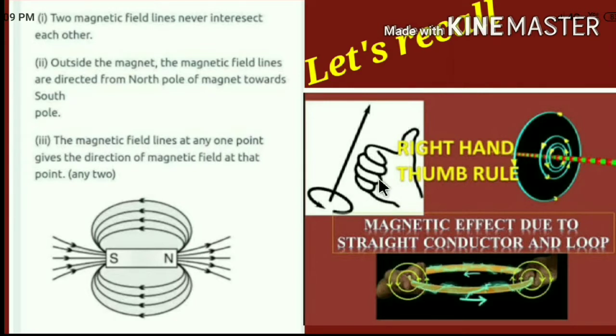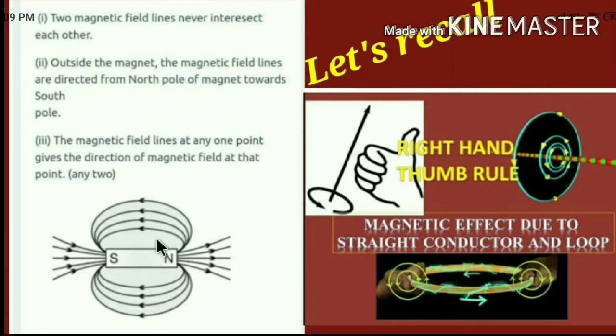Hence we recall that. And also, this is a straight conductor and this is a circular loop. That straight conductor is converted into this circular manner. So this is also a loop, a current carrying conductor. So let us recall the magnetic lines of force, or some characteristics that you studied in the previous standard.